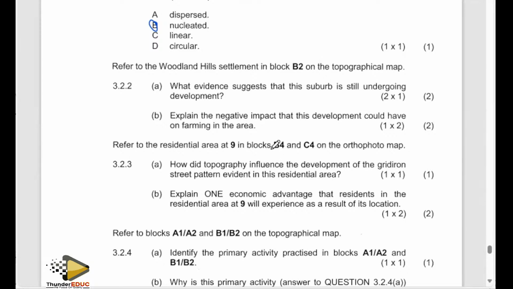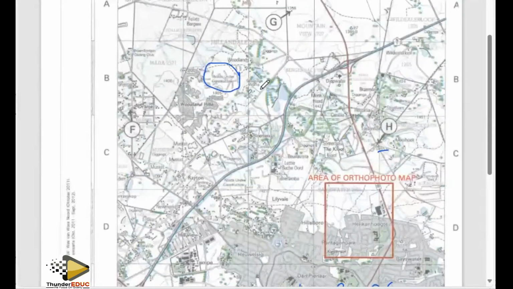Explain the negative impact that this development could have on the farming area. There is a nearby farming area, this farming area here, the cultivated lands. What negative impact can the development happening here have on this farming area? Definitely, it limits the expansion of the farming area. Because there's development there and a nearby farm, there is a limitation of expansion area for the cultivated area.